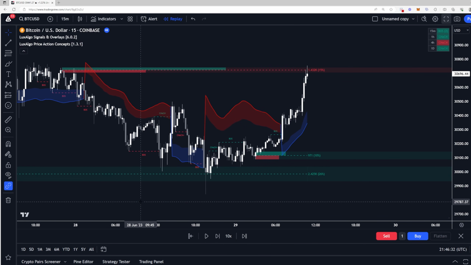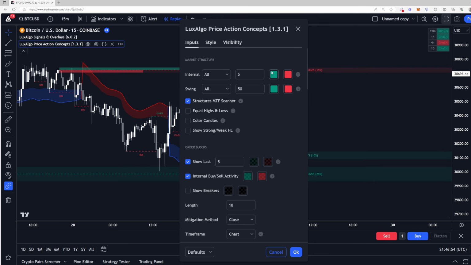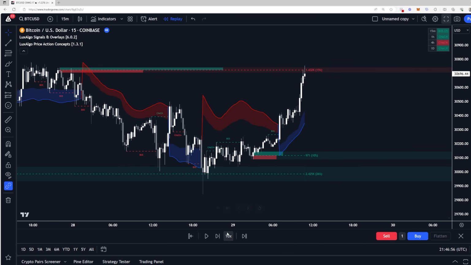And I think that's really important to mention because we see that in our community all the time. There is a little bit of confusion when it comes to how to actually analyze these volumetric order blocks here within the LuxAlgo price action concepts. So that pretty much wraps up this video.